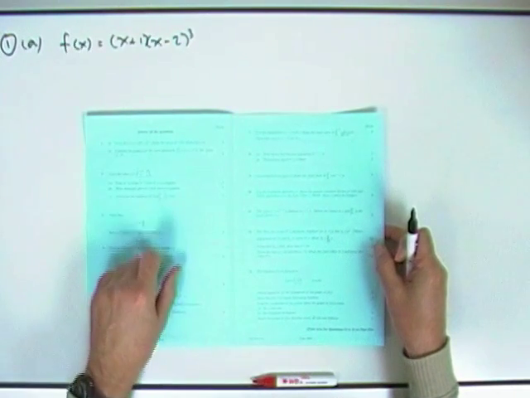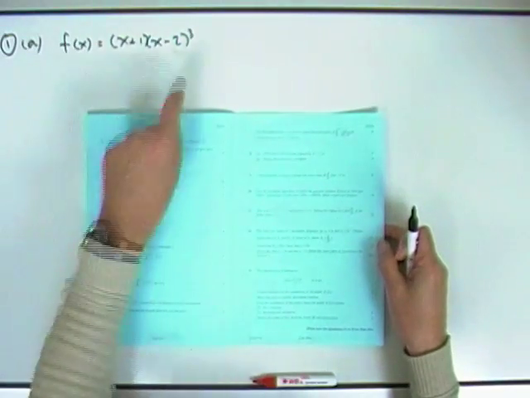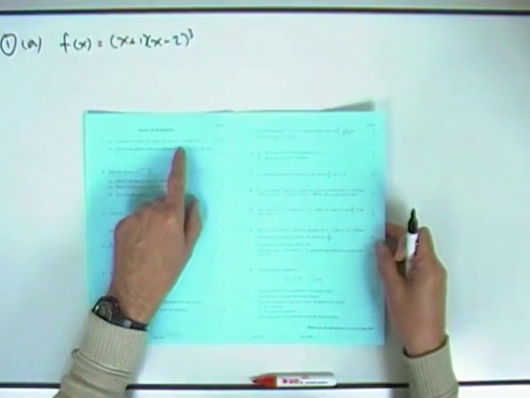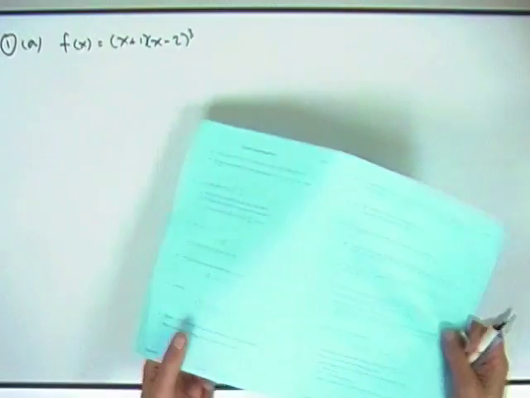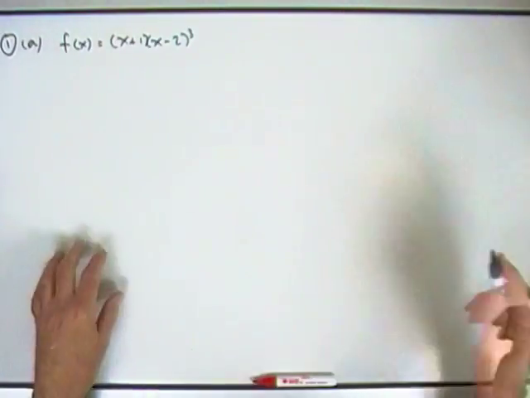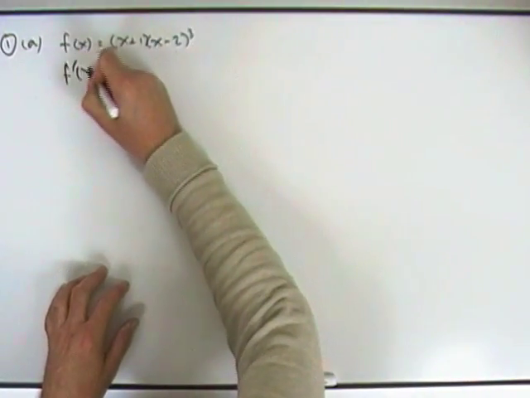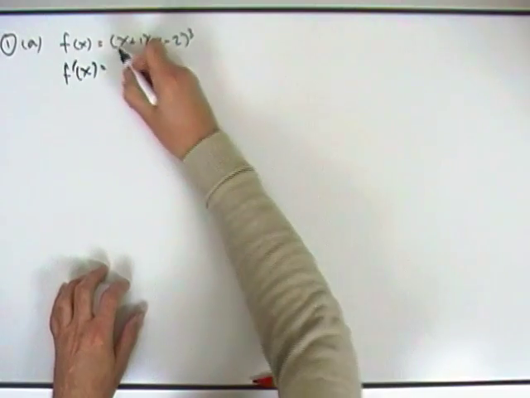So the first one, part A. Given this function, which is a simple product, obtain the values of x for which the derivative equals 0. Well, it's a product, so we just differentiate it straight away using the product rule.